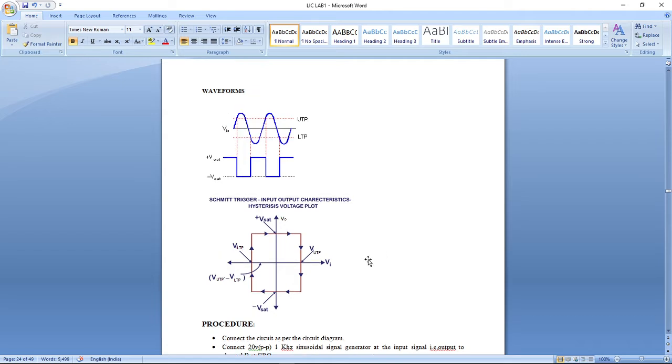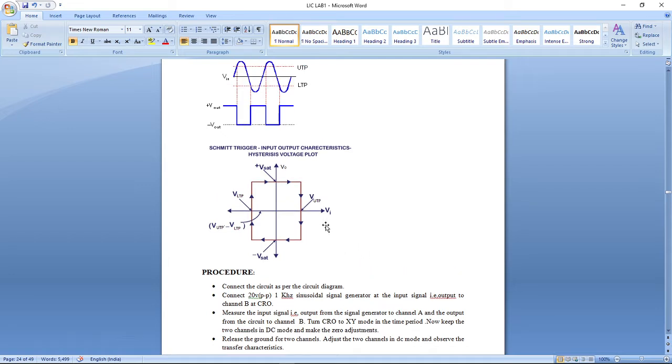With these four output voltages, we can draw the input and output transfer characteristics of a Schmitt trigger. By drawing the transfer characteristics, we can find the hysteresis voltage for the Schmitt trigger. What is meant by hysteresis voltage? Hysteresis voltage means the difference between the upper threshold point and lower threshold point.